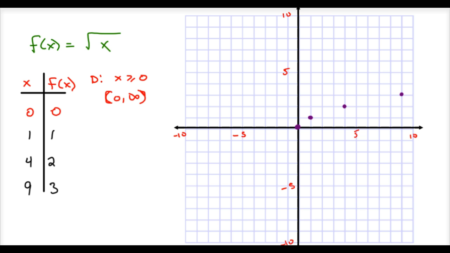And then I'm going to draw my graph there. And the graph is going to be in a direction like so. So it doesn't grow very quickly, but it's in that format. Okay, and this is the positive square root of x graph.